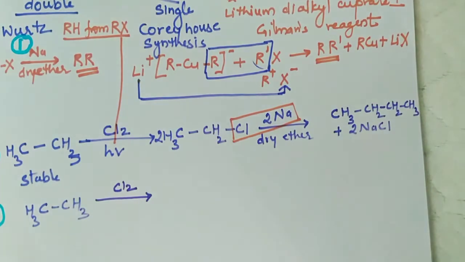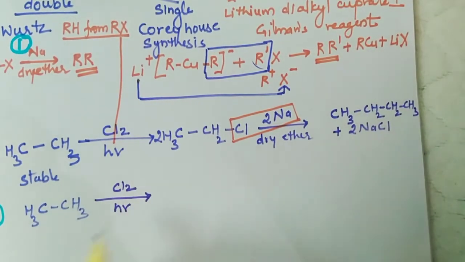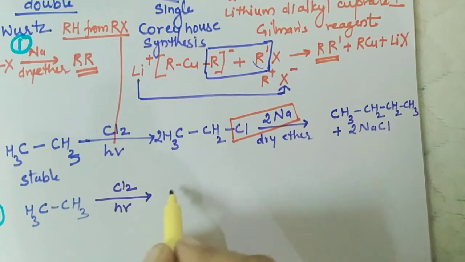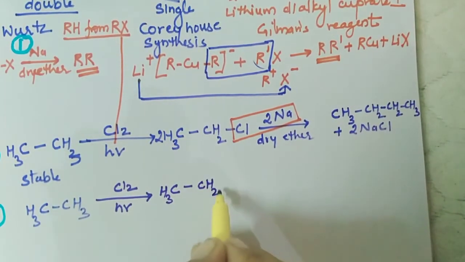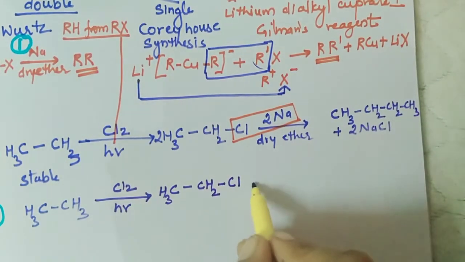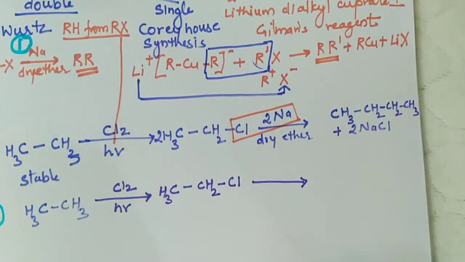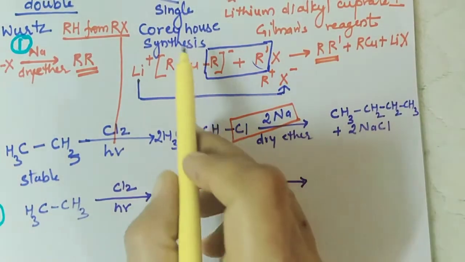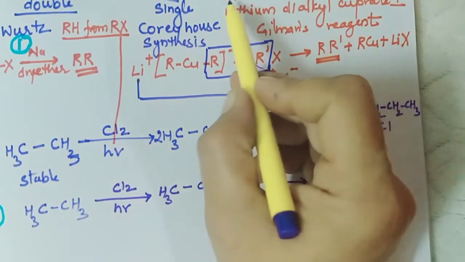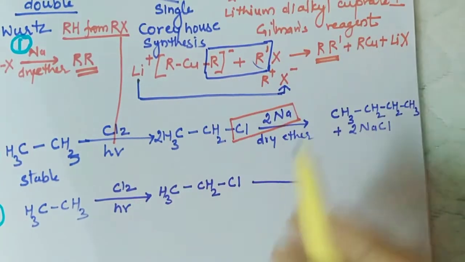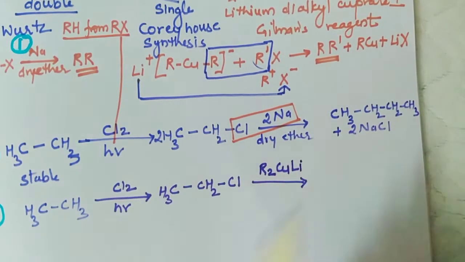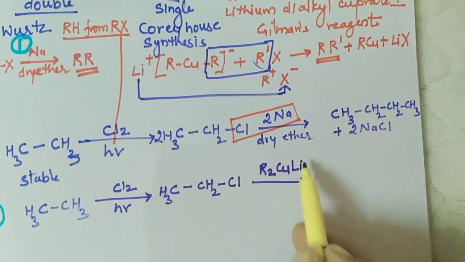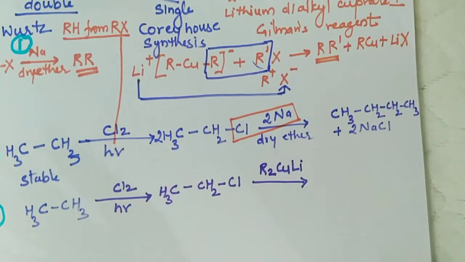We are going to do the same activation by halogenation. What we will be getting here is CH3, CH2 and Cl. Now if we want to increase only one carbon atom, then we will be using this Corey-House. Corey-House के लिए हम catalyst क्या लेंगे बेटा? R2CuLi. So here we are putting R2CuLi. When the catalyst is changed, the product ultimately will be changed.